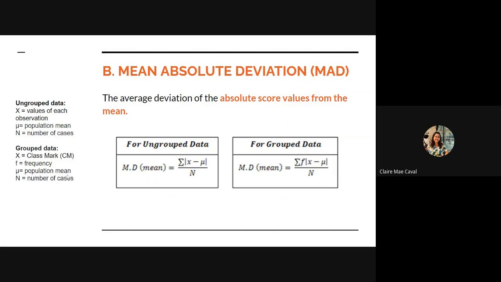Okay? For group data, the same lang din. The only difference is this time we have already the class mark. Capital X, this is small x class. By the way, this is small x. Capital X for the class mark or CM. I have already discussed about class mark in my previous pre-recorded lecture as well, all about frequency distribution table. But this is just a recall. Class mark, this is the midpoint values or the average of the upper limit and the lower limit.